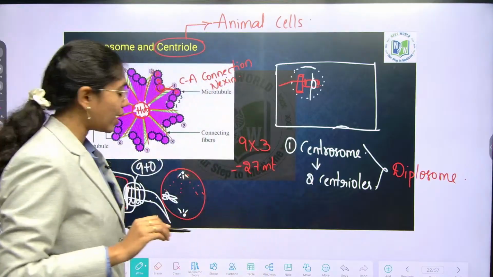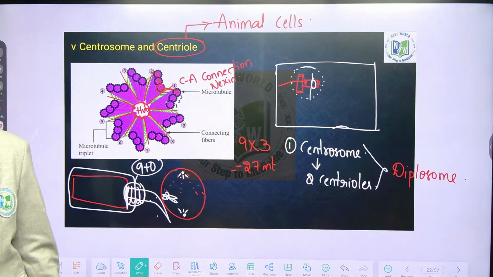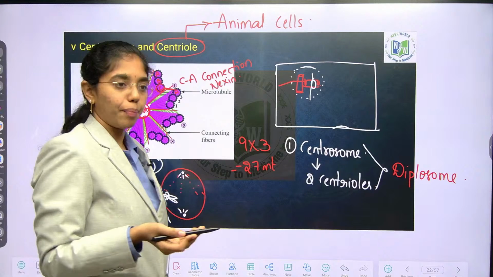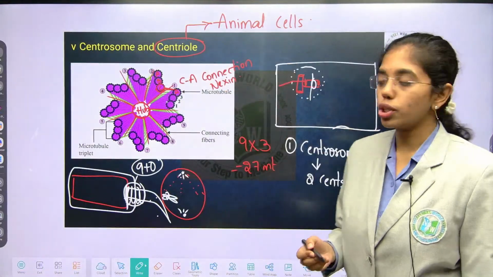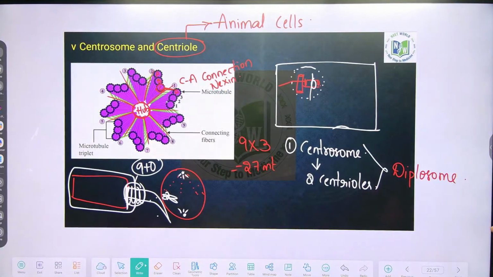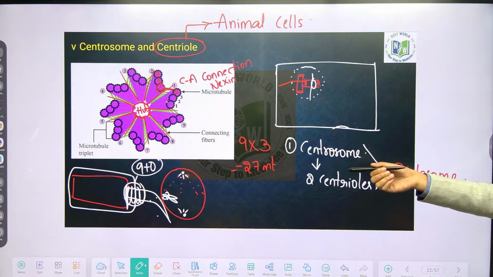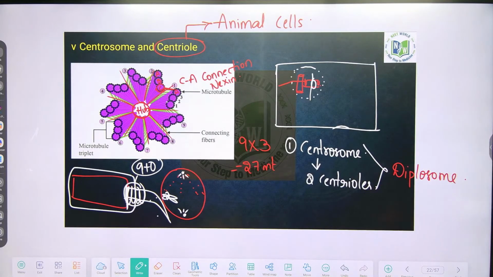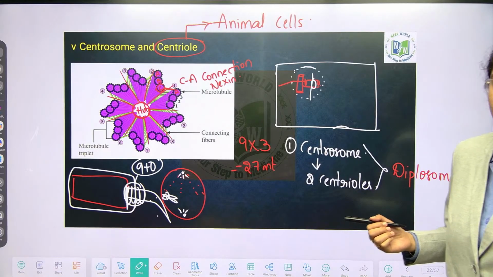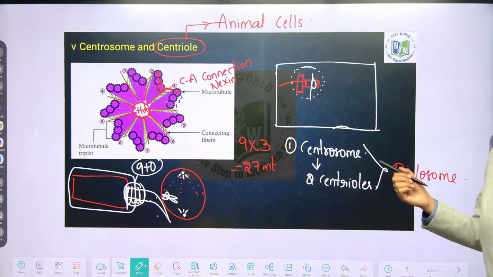And you are also clear with the functions of centrioles. The primary function is formation of spindle apparatus. Second is formation of the basal bodies of cilia and flagella. They form the basal bodies of cilia and flagella. Clear with both the functions of centrioles?